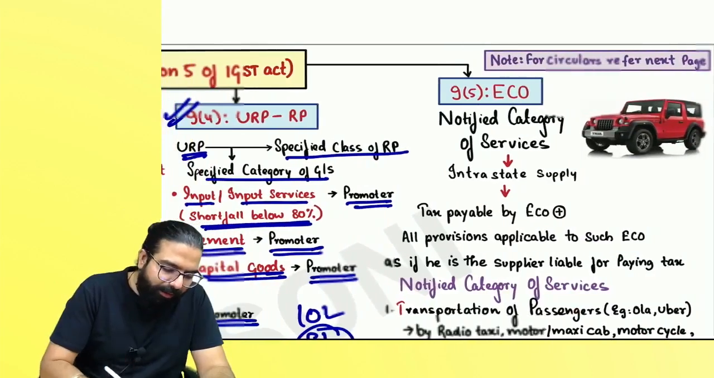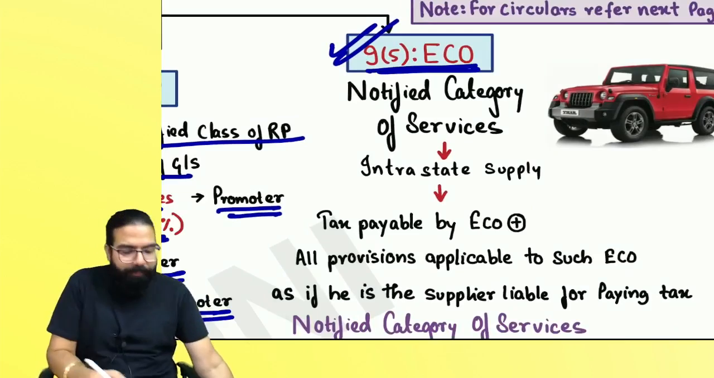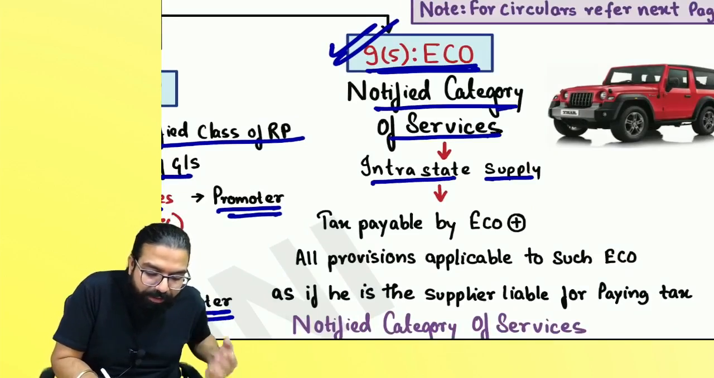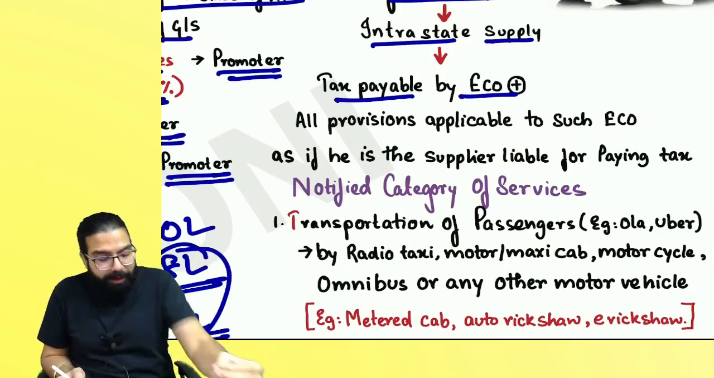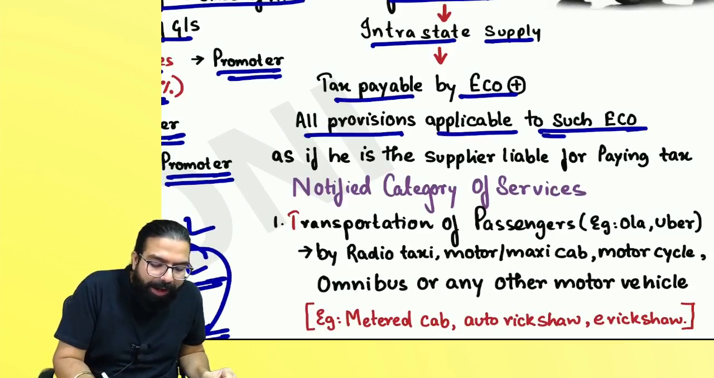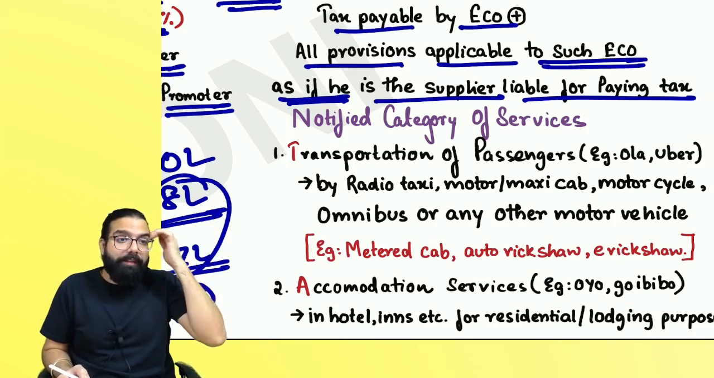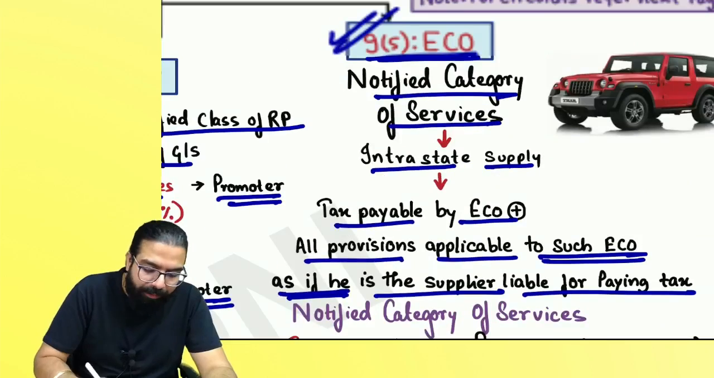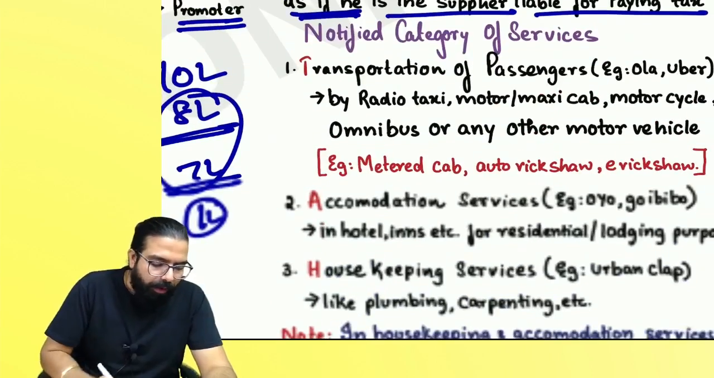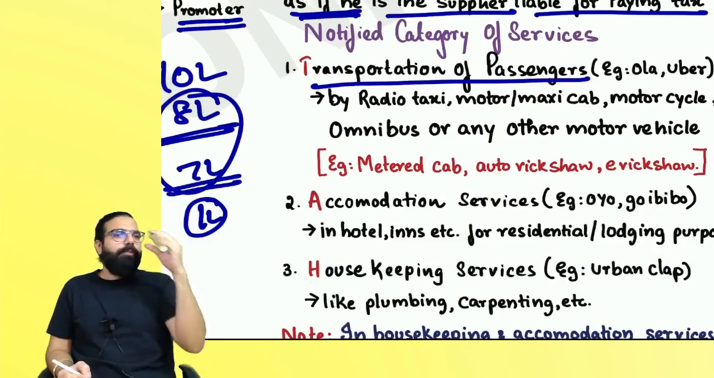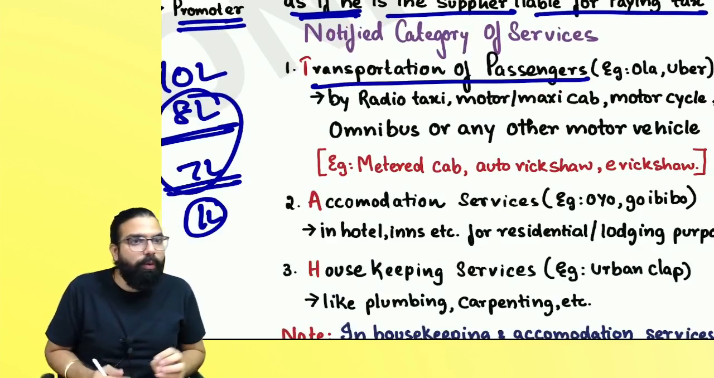The next one over here is section number 9(5). Section 9(5) says that for those categories of services, in intrastate supply, the tax shall be payable always by the e-commerce operator, and all the provisions of the law will apply to the e-commerce operator as if he is the supplier liable for paying the tax. Now, what are the various services, everyone? THAR services. Number one is transportation of passenger services, like Ola, Uber, etc. Ola, Uber, through which services are given.